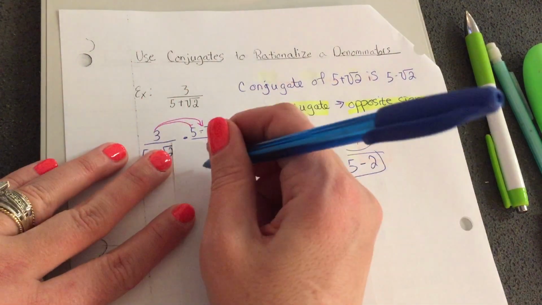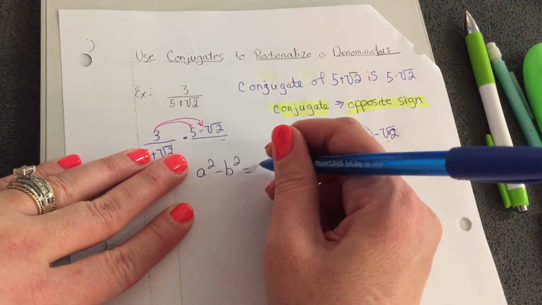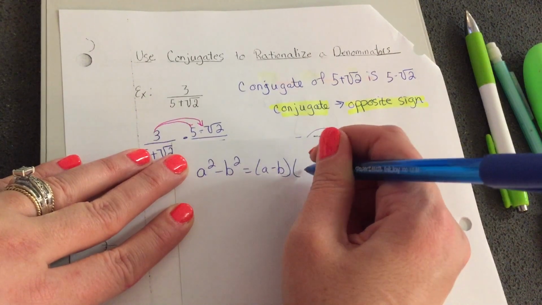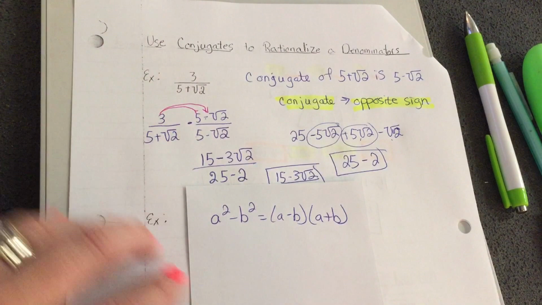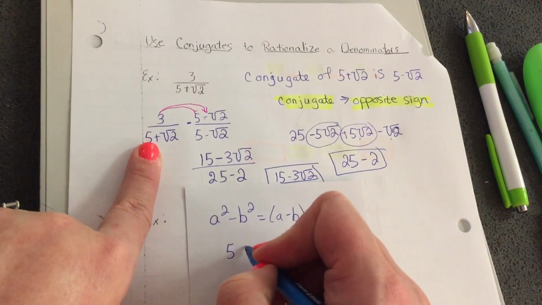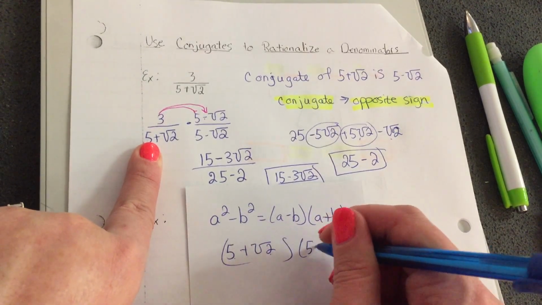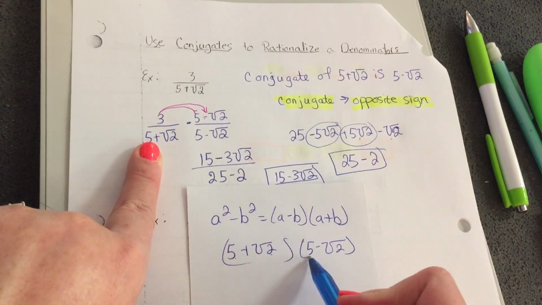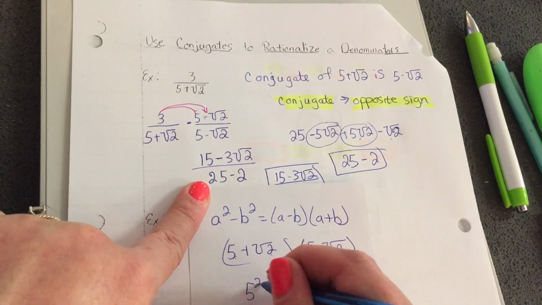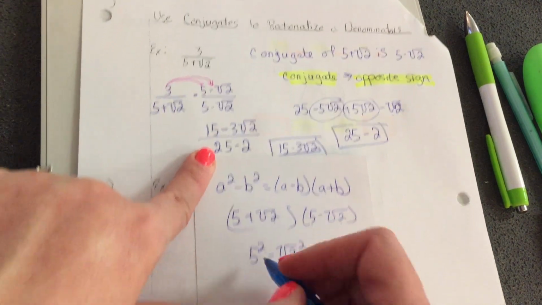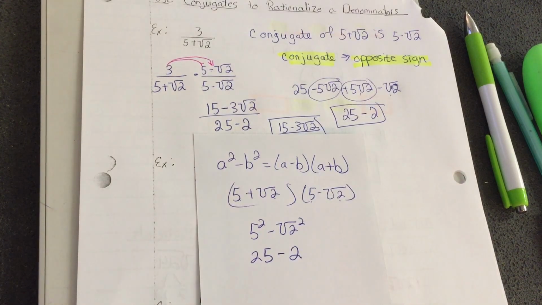Difference of squares was a squared minus b squared, correct? Which was a minus b, a plus b, correct? So if you look here, you had 5 plus square root of 2, there's a and b, and 5 minus square root of 2, a and b. Are you with me? So what is 5 squared? 5 squared minus square root of 2 squared gives you 25 minus 2, because it's square root of 4.